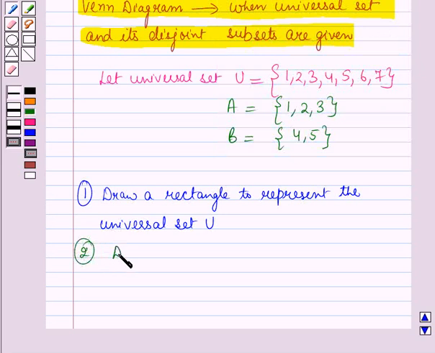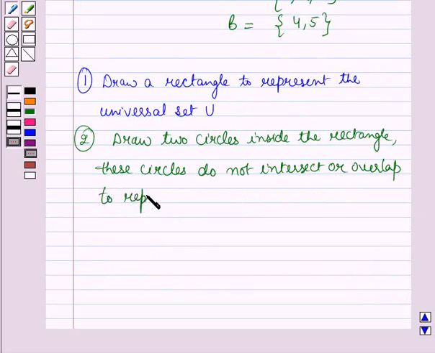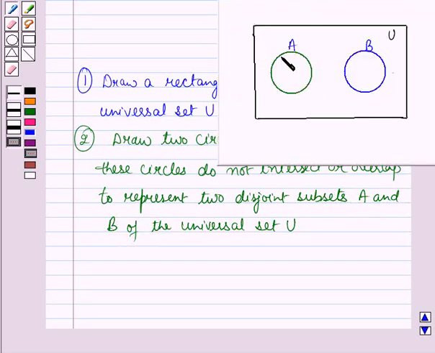Now in the second step, draw two circles inside the rectangle and these circles do not intersect or overlap, to represent two disjoint subsets A and B of the universal set U. So we have drawn two circles, and these circles do not intersect or overlap, and they are representing two disjoint subsets A and B of the universal set U.